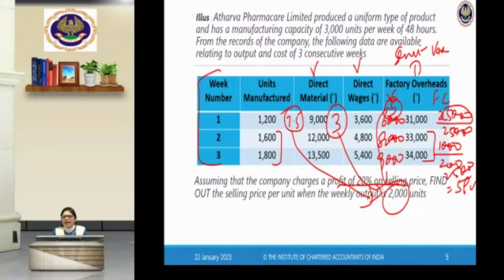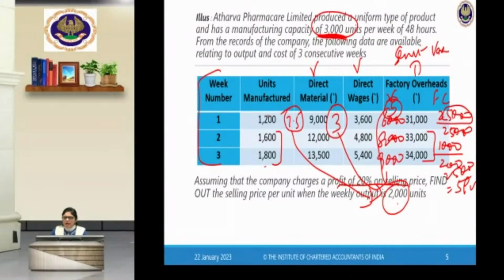All right. And fixed will always remain fixed. Fixed will remain fixed for all the 3 units. Fixed will also remain fixed for 2000 also. So fixed is not going to change with the units of output. So till 3000 units, fixed cost is not going to change. So here also the units are 2000. So fixed cost will remain constant till 3000. Fixed cost is not going to change because 3000 is the maximum capacity of this factory.